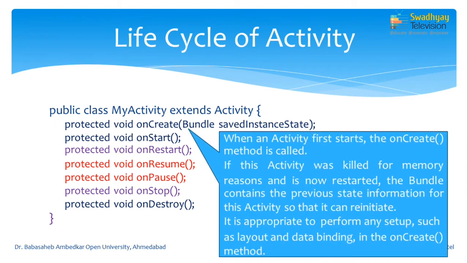Whenever you load or start your activity, the first method called is onCreate. Now, if the activity is killed for memory reasons and is restarted, this Bundle object, which is the argument for onCreate, contains the previous state information for the activity so that it can be reinitiated. What to write inside onCreate? It is appropriate to perform any setup such as layout and data binding in the onCreate method. For example, if you want to display a splash screen, then you can specify setContentView and the name of the splash screen layout file inside the onCreate method.